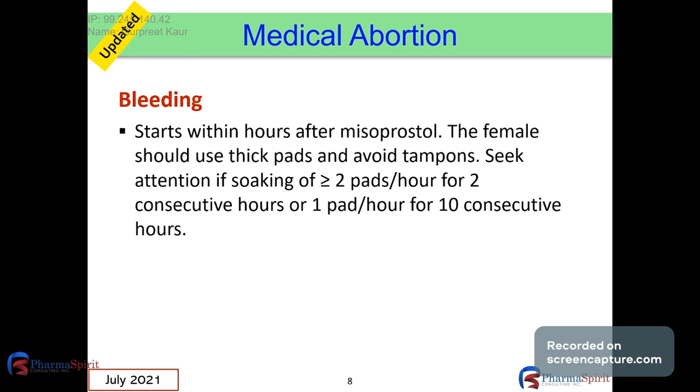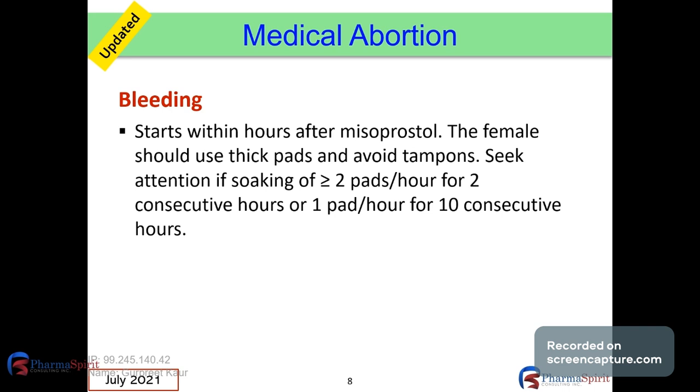Medical abortion is associated with several complications, and on this slide and the next few slides, we will discuss these complications. The first one we'll discuss is bleeding. With medical abortion, bleeding is expected, and the female should be ready for the bleeding. The bleeding usually starts within a few hours of misoprostol administration, and the female may notice the presence of clots and tissue in the blood. The bleeding should be managed using thick pads, and the woman should be advised to not use tampons. The lady should seek medical attention if bleeding is extensive.